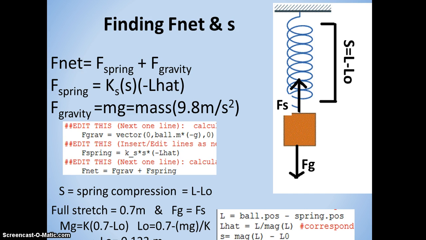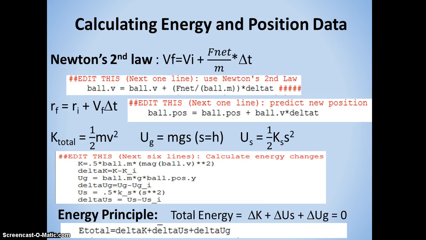Now s, which is our compression, is L minus L0, as seen in the picture. At full stretch, we were given that it was 0.7 meters, so that is when Fg equals Fs, and I rearranged the equation to find L0, which was 0.123 meters, and I plugged that into initialization in Python.